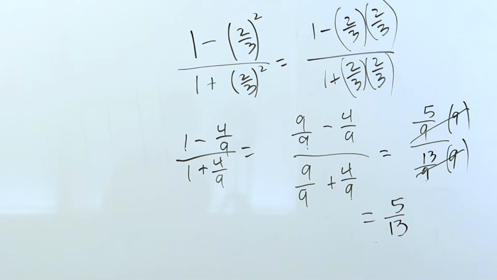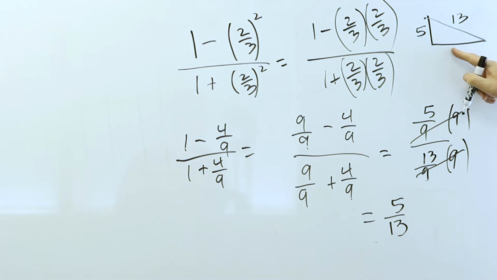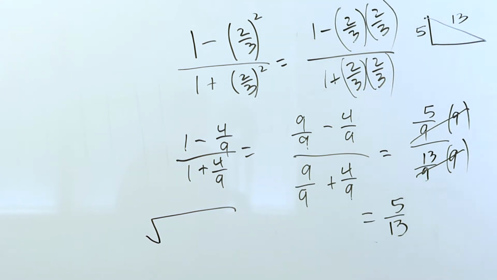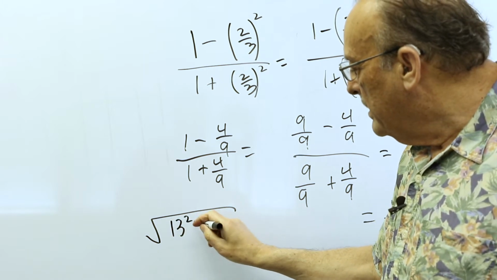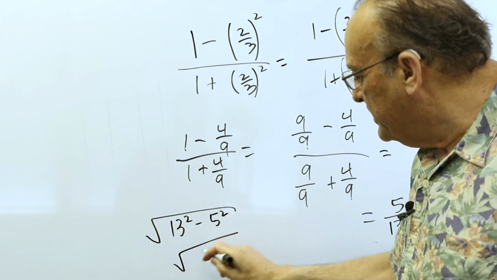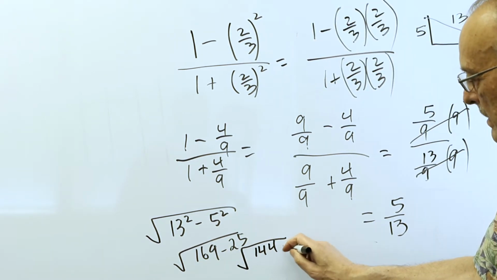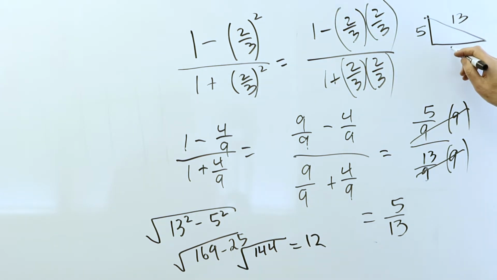So again, we have a leg and a hypotenuse of a Pythagorean triangle. So 5 is a leg and 13 is the hypotenuse. And I just have to determine the other leg. Well, to do that, I can use the Pythagorean theorem, and the other leg is going to be the square root of the hypotenuse squared minus the leg squared. So it's going to be the square root of 13 squared minus 5 squared, which is equal to the square root of 169 minus 25, which is the square root of 144, which equals 12. So this leg is 12.